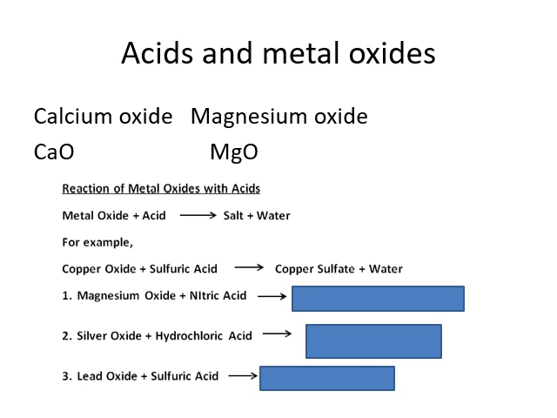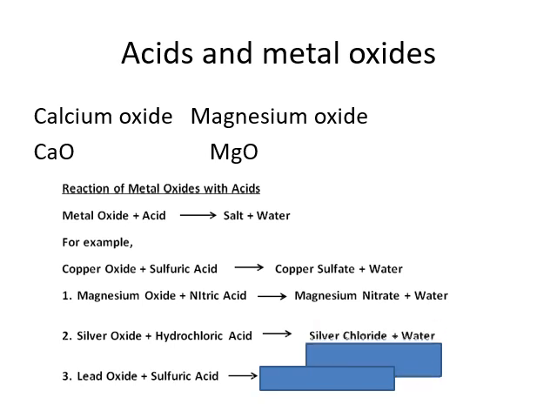So hopefully you've had a chance to have a go at those. So magnesium oxide and nitric acid are going to give us magnesium nitrate and water. Silver oxide and hydrochloric acid are going to give us silver chloride and water. Lead oxide and sulfuric acid are going to give us lead sulfate and water. So again, well done if you got those right.